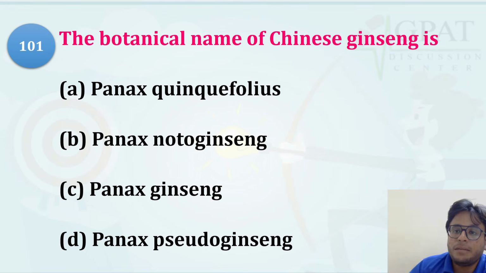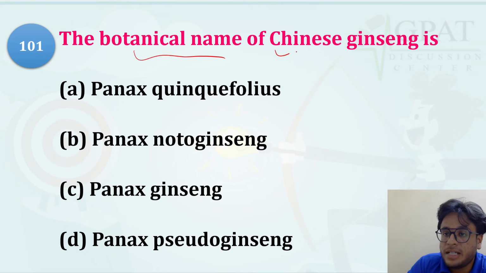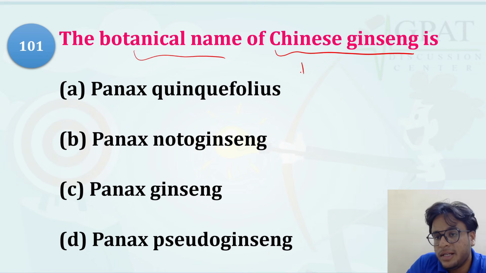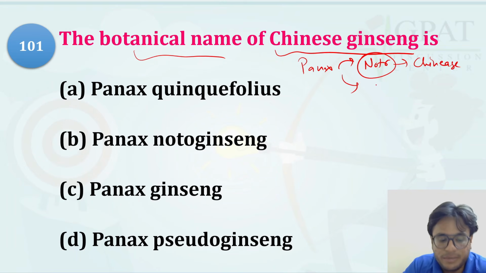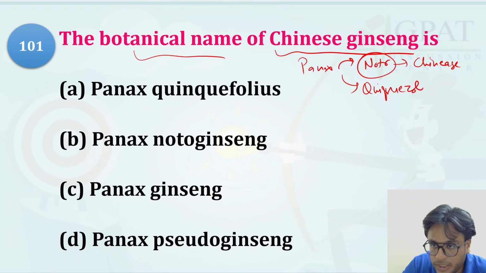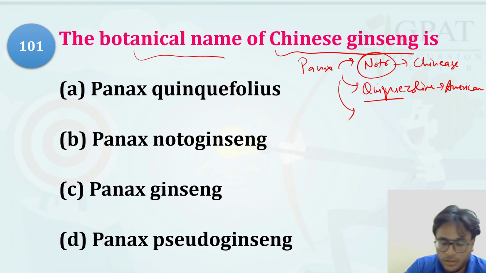Moving towards our next question, the botanical name of the Chinese gentian is. So gentian is mainly indicated by the Panax. Okay, Panax. If it is the Panax noto, so noto is mainly indicated of height. So it's mainly related to what? Chinese gentian. If it is mainly related to quinquefolius, okay, quinquefolius. So queen is from where? Queen is from America. So American gentian is what is there.